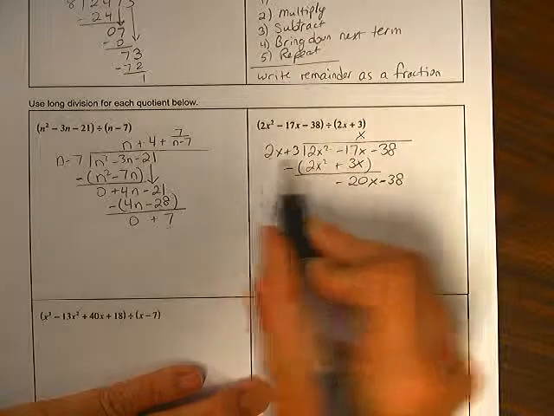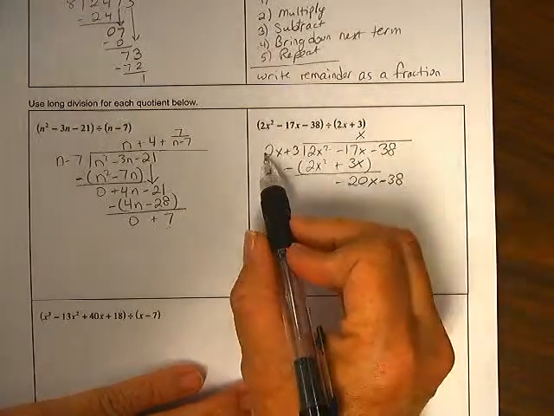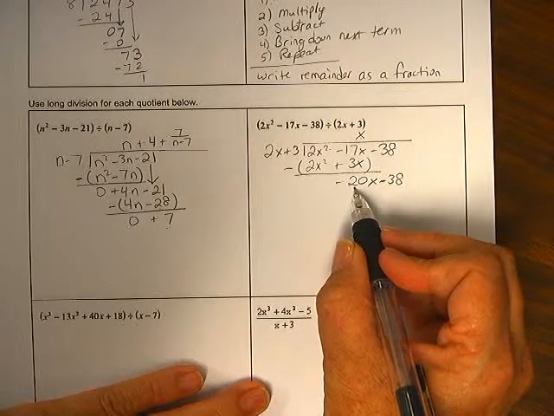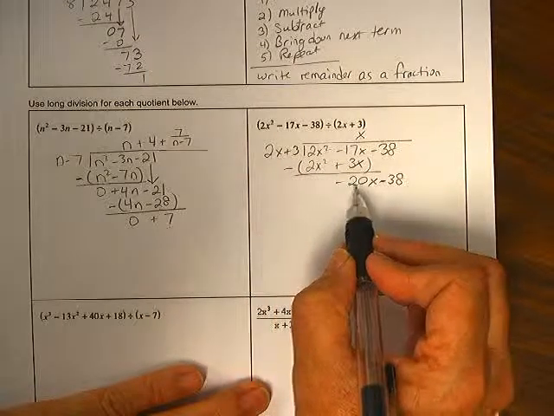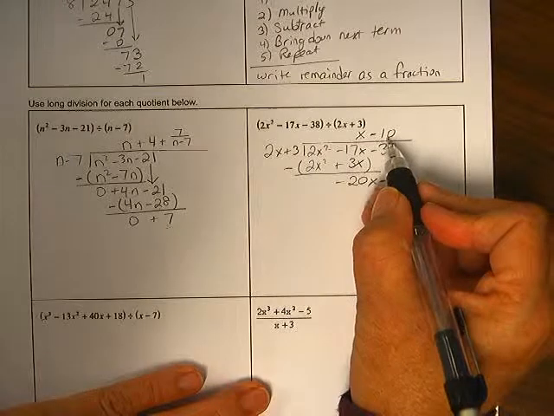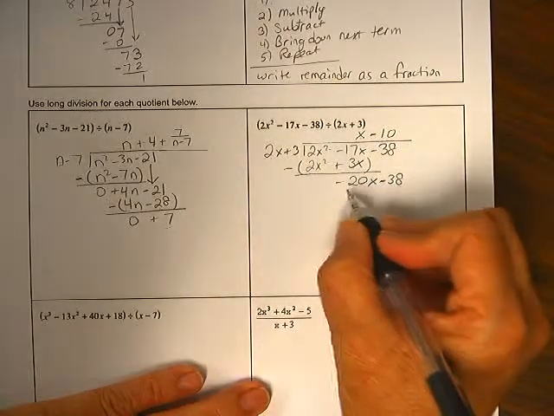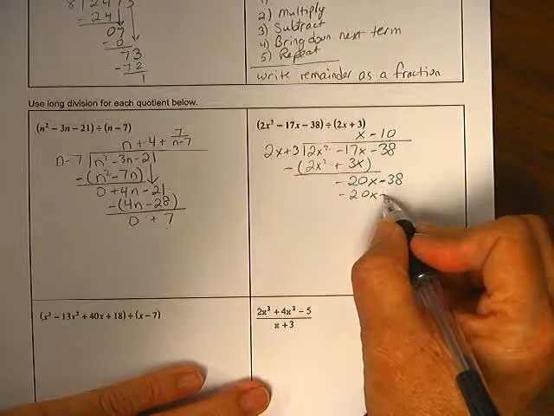What do we have to multiply 2x by to get a negative 20x? Well, this time 2 goes into 20 10 times, and x goes into there once. So it goes in 10 times, but we need the sign to be the same, so a negative 10 times. So negative 10 times 2x is a negative 20x. Negative 10 times 3 is a negative 30.